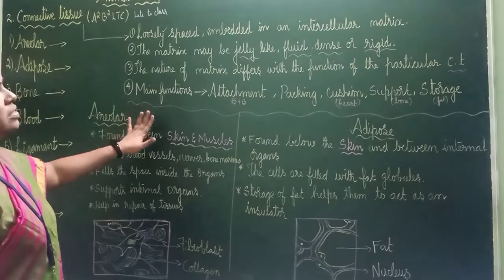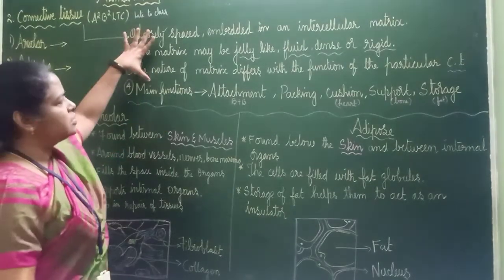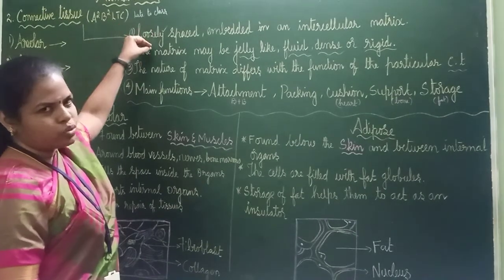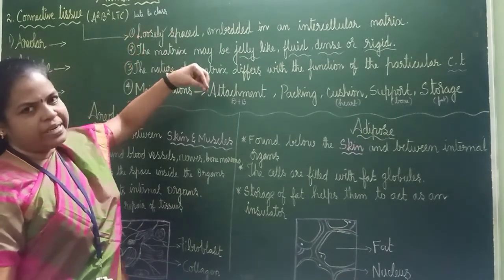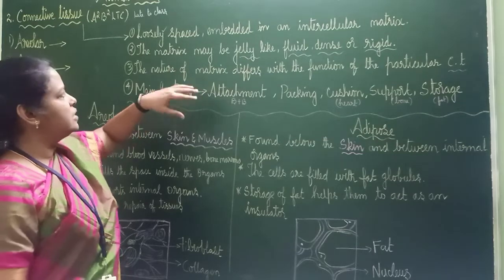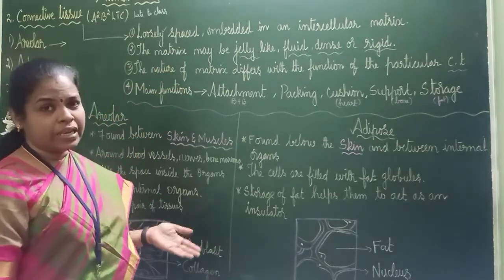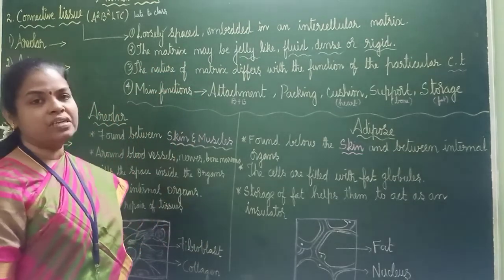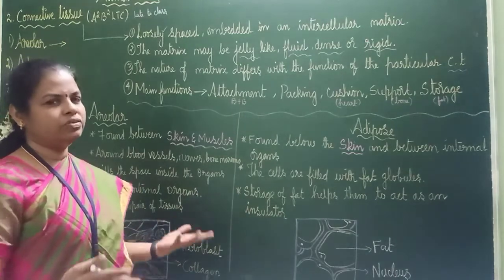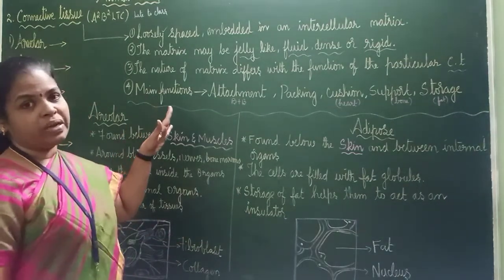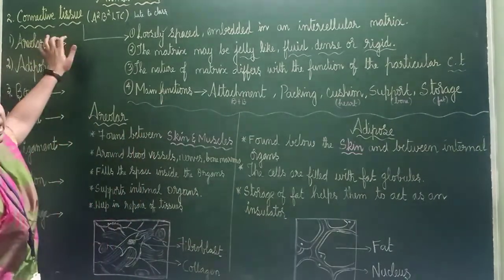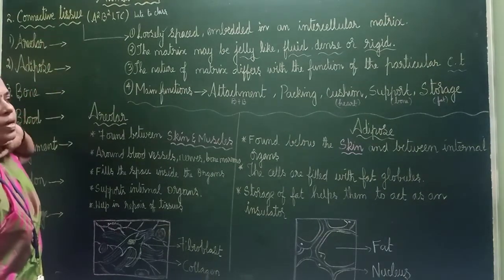So, the main functions. Before seeing the main functions, we will see these 3 things again. They are loosely spaced and they are embedded in intercellular matrix. Then the matrix may be jelly-like, it may be fluid, or it may be dense, or it may be rigid. Any type it may be. The nature of the matrix depends upon what? The particular connective tissue which we are going to study.